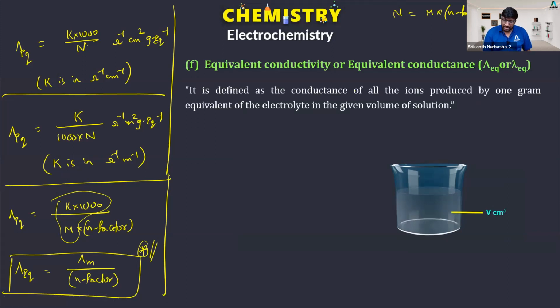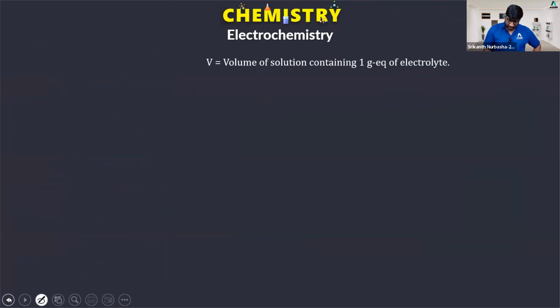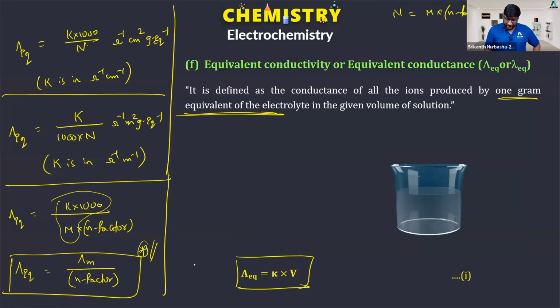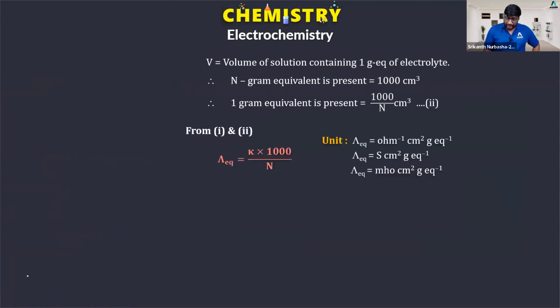Same formula. It is defined as the conductance of all the ions produced by 1 gram equivalent of electrolyte in the given volume of solution. That is nothing but your equivalent conductance or equivalent conductivity. Equivalent conductance is equal to K into V. Same type of derivation you are going to have. Equivalent conductance is equal to K into 1000 by normality, in ohm inverse centimeter square gram equivalent inverse. This is the unit when K is in ohm inverse centimeter inverse.